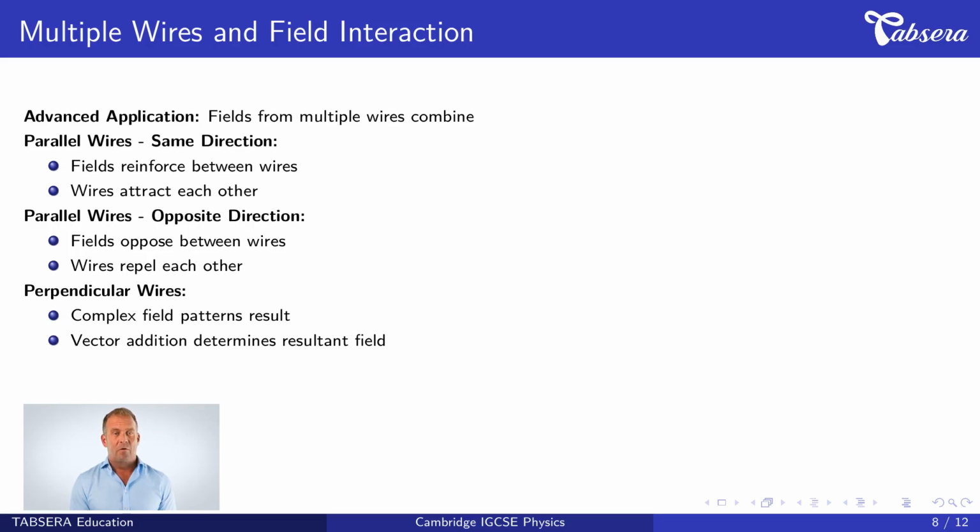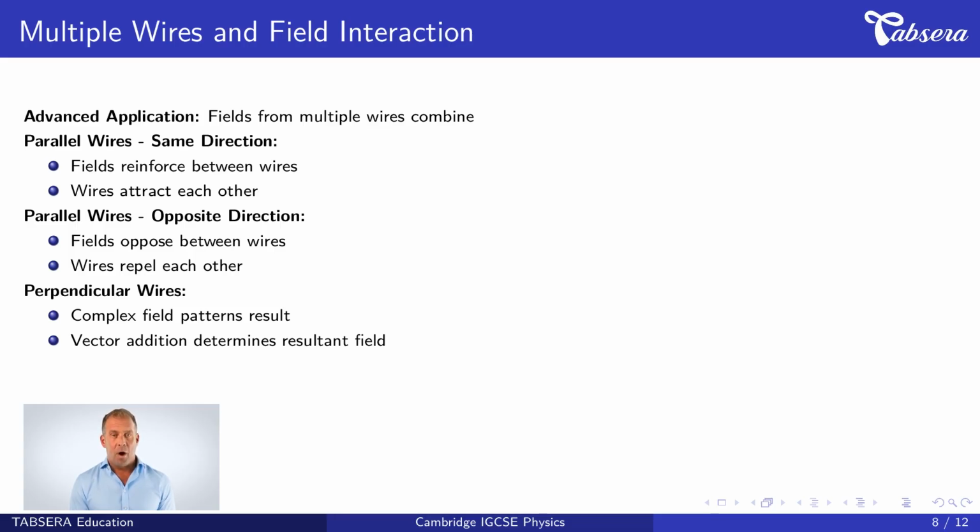Advanced applications involve multiple wires and field interactions. When several current-carrying wires are present, their magnetic fields combine according to vector addition principles. For parallel wires carrying current in the same direction, the fields reinforce between the wires, creating stronger combined fields. This causes the wires to attract each other due to magnetic forces.